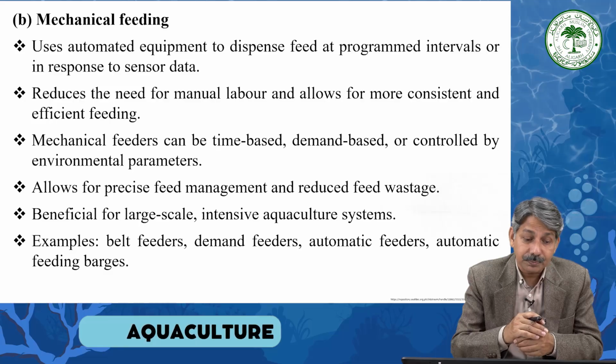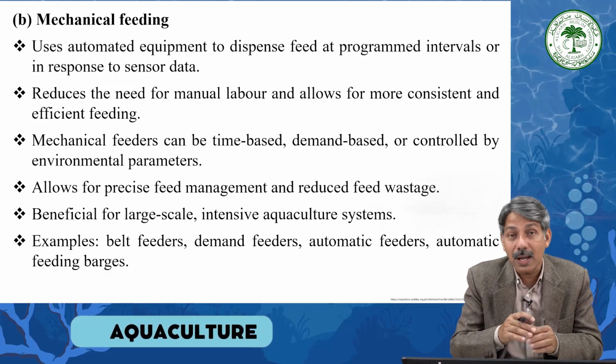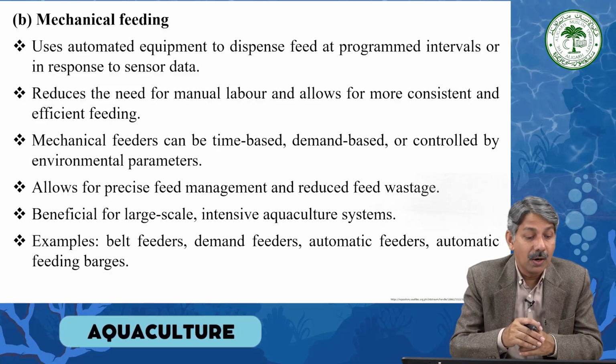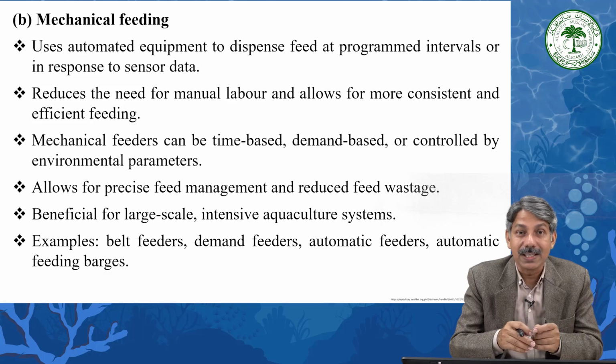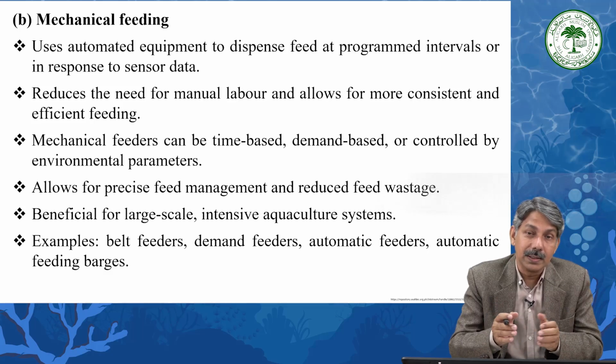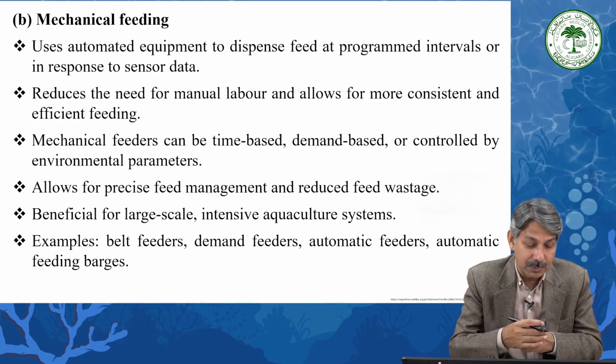Mechanical feeding. Here we use automated equipment to dispense feed at programmed intervals, whatever the frequency you decide, or in response to sensor data. Sometimes we place sensors for getting the feed by the fish. If there is a movement, fish-like movement, or if fish moves near that, then feed can be dispensed.